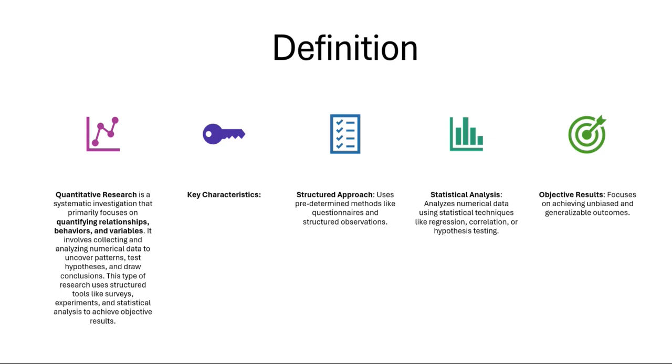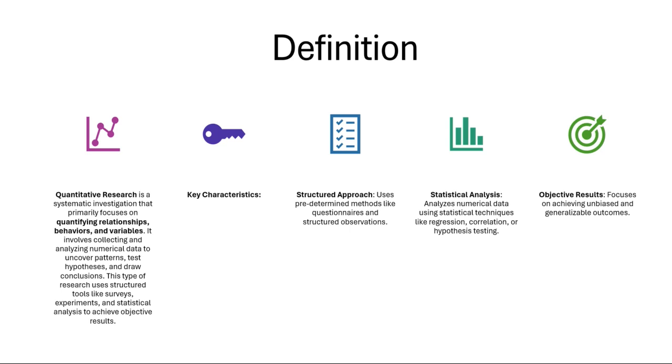Quantitative research is a systematic investigation that primarily focuses on quantifying relationships, behaviors, and variables. It involves collecting and analyzing numerical data to uncover patterns, test hypotheses, and draw conclusions. This type of research uses structured tools like surveys, experiments, and statistical analysis to achieve objective results.